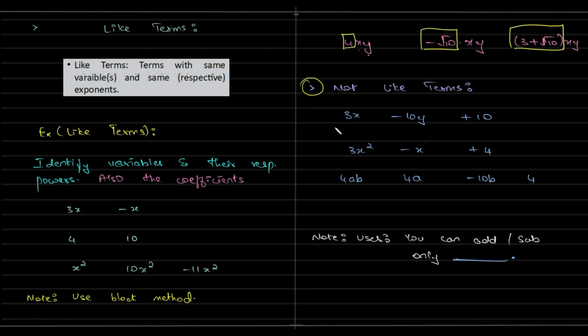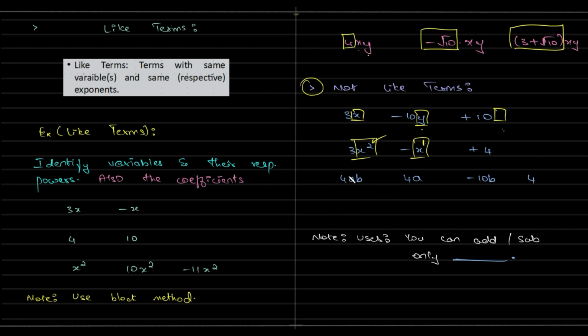Okay, next is not like terms. Again, quite simple, just look at the variables x and y, not like terms, and here there is no variable itself. So x and no variable, not like terms, y and no variable, not like terms. Here is where the confusing part is for many. x square and x. Yes, it is x in both places, but the power is different. So since the powers are different, they are not like terms, okay?